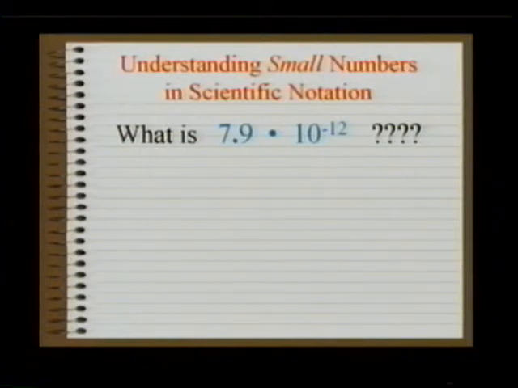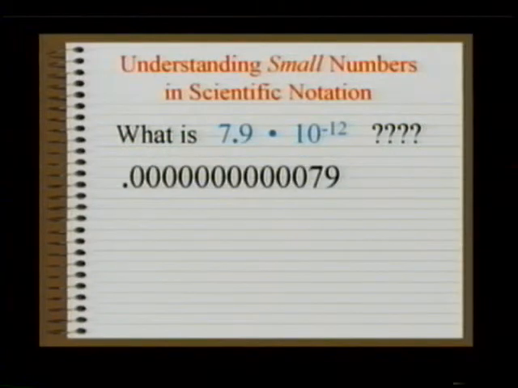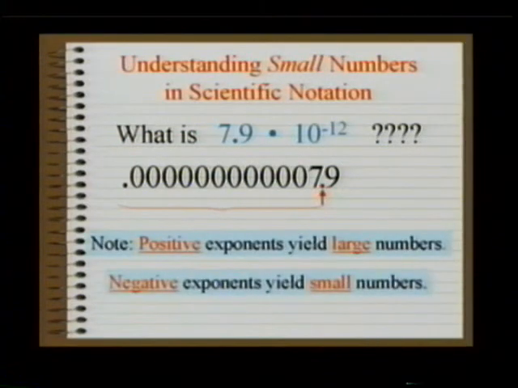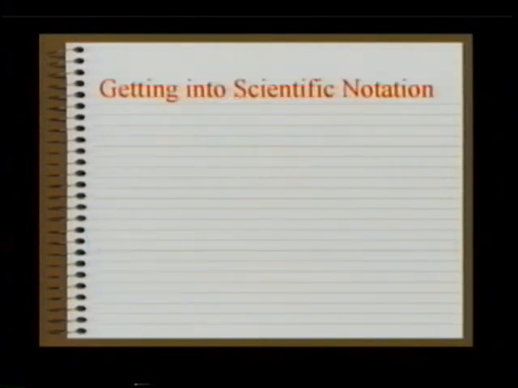Scientific notation with negative exponents is for very small numbers. This number is going to be a very small decimal. I find the position that gives me a number between 1 and 10, in this case 7.9, and count over to the original position, in this case 12 places, so I know I'm going to have a negative 12 because it's a very small number. So while positive exponents yield very large numbers, negative exponents are going to yield the small numbers.